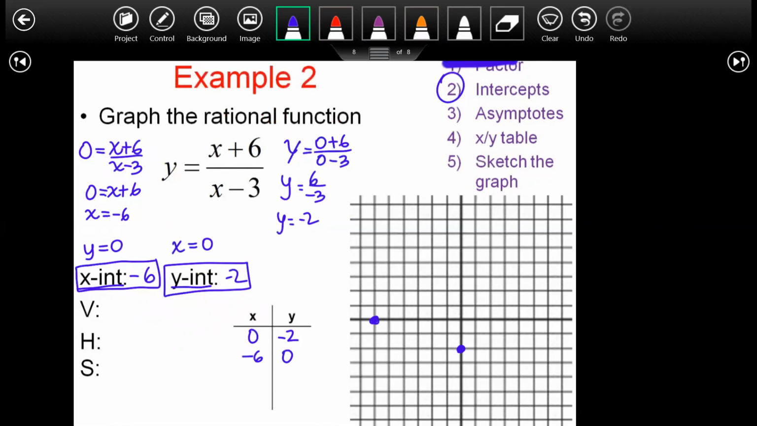Horizontal, go ahead, look at the degree. Longest, biggest degree.